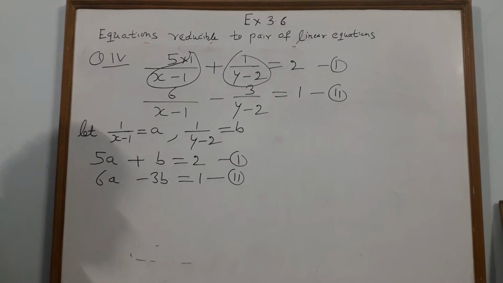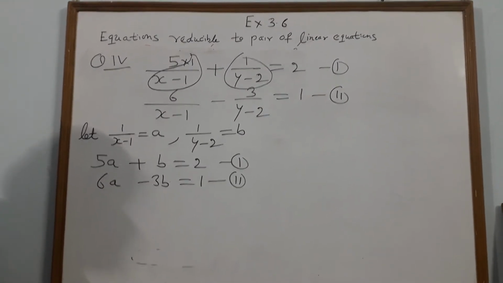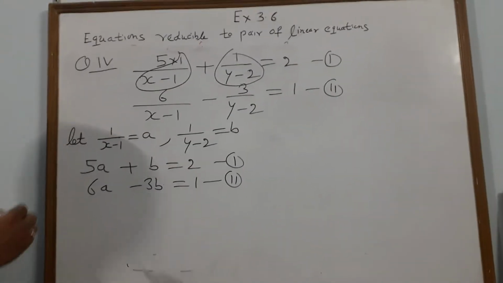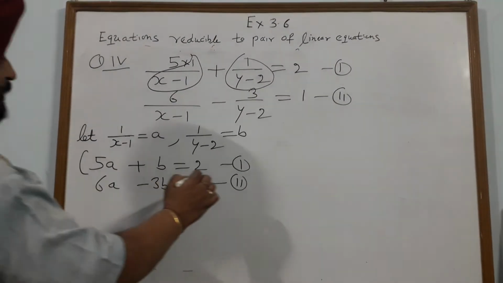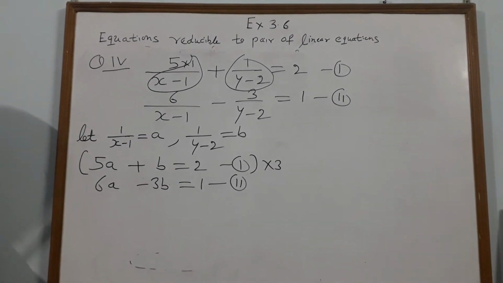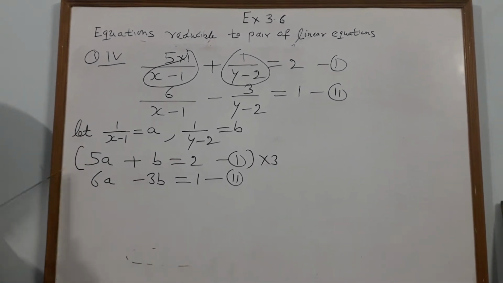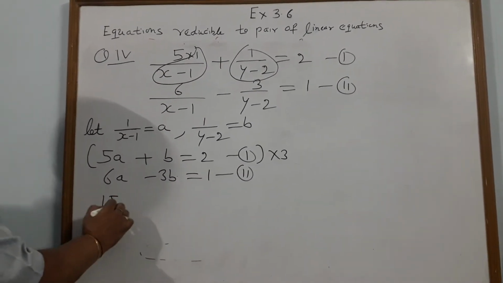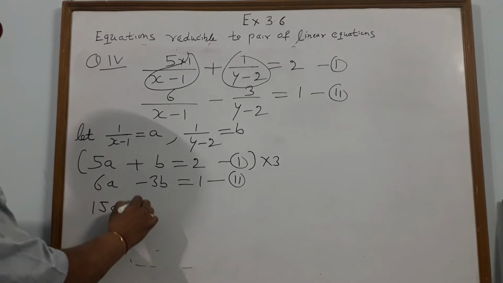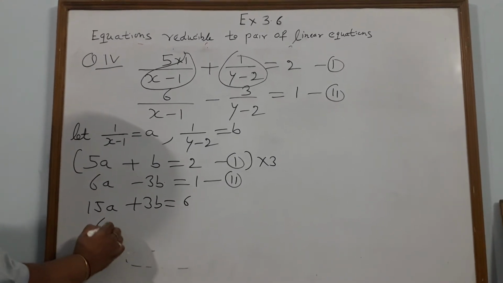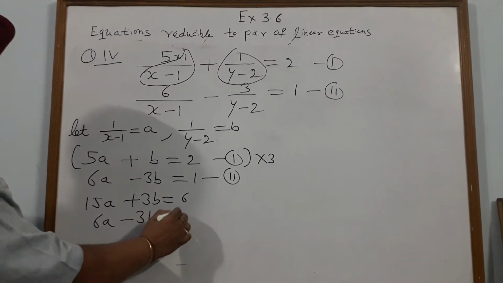Now the variables a and b are in the numerator. Now you can solve it simply by using elimination method. You can also solve with substitution method to find the value of a and b, but elimination method is easy. So you multiply first equation by 3, making the coefficient of b equal. When we multiply first equation by 3, the equation becomes 15a plus 3b is equal to 6, and second equation remains as 6a minus 3b is equal to 1.